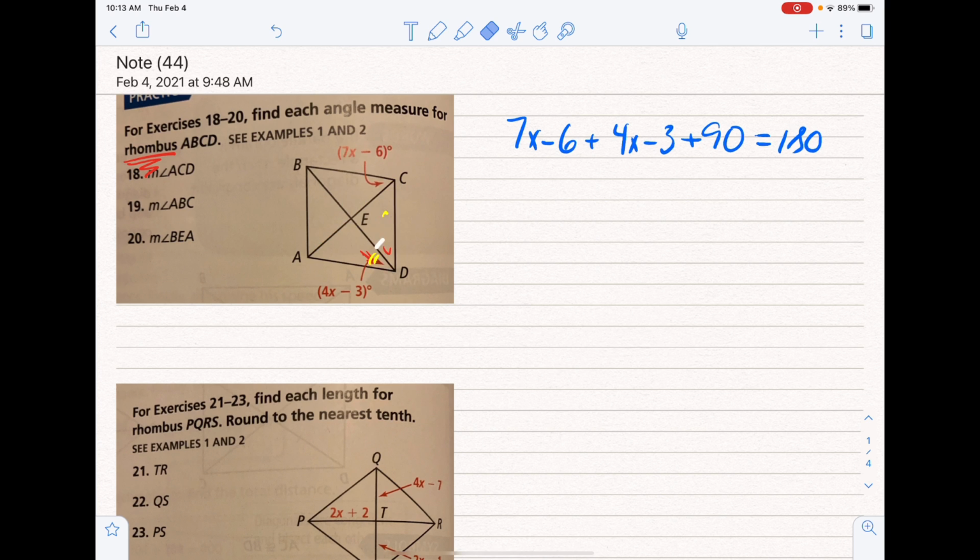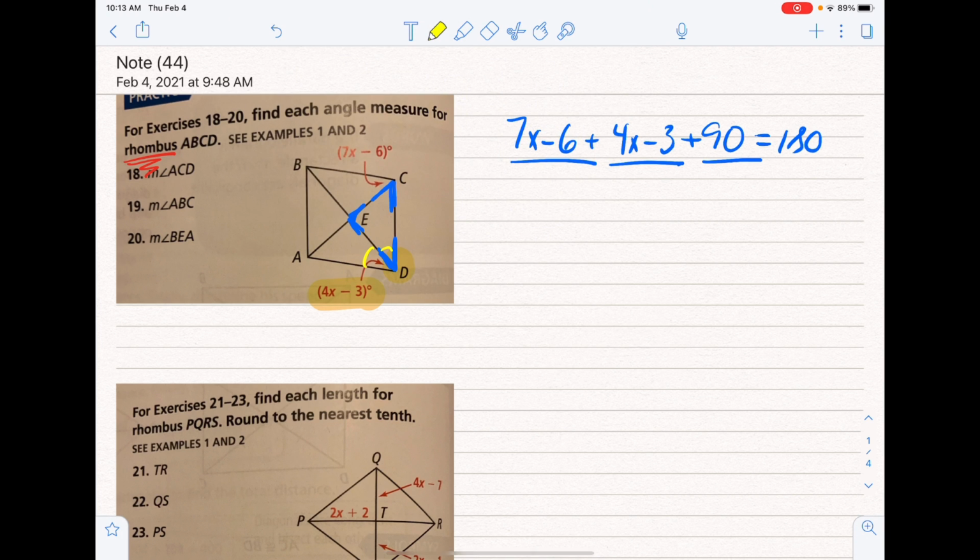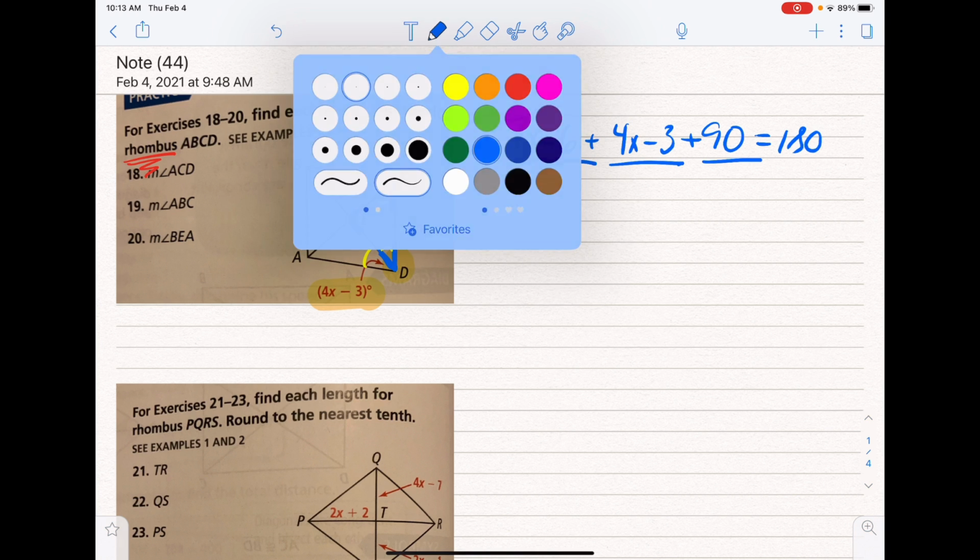Now, I know I made kind of a mess here, so let me look at that again. I'm saying that 7x minus 6, that would be this angle right here. The 4x minus 3, that would have to be the same as this angle right here. And then the 90, that would be this right here, okay? So those are the three angles within that triangle. If you didn't catch why this is for this angle, it's because the diagonals bisect the angles through which they pass. So these two angles have to be congruent both here and here, and these two angles here and here have to be congruent. So with that in mind, I can move forward.